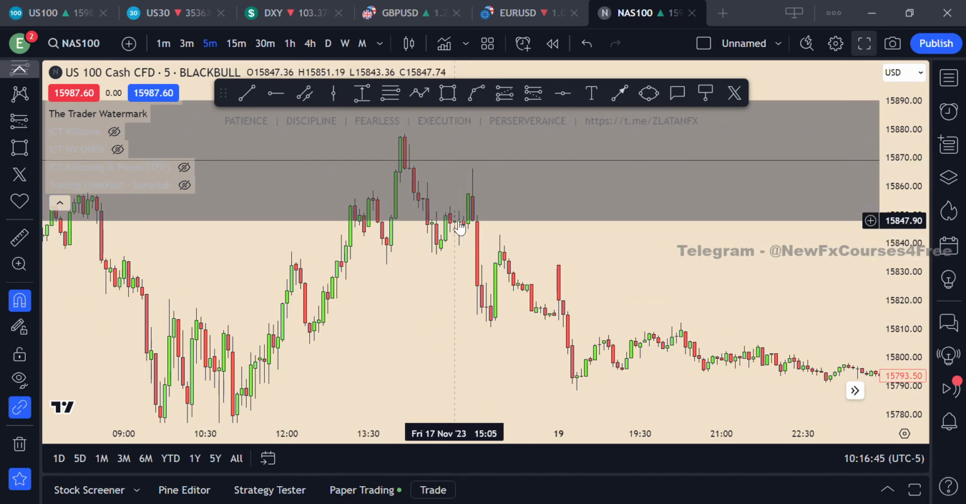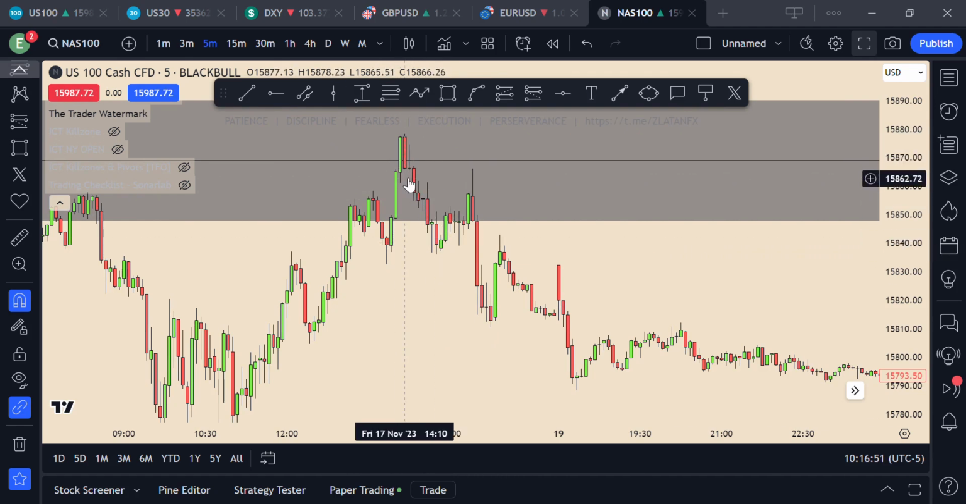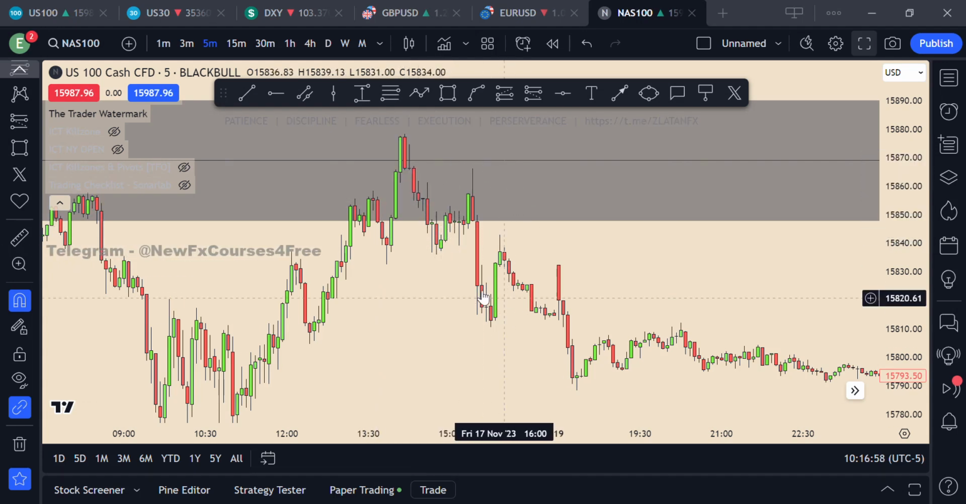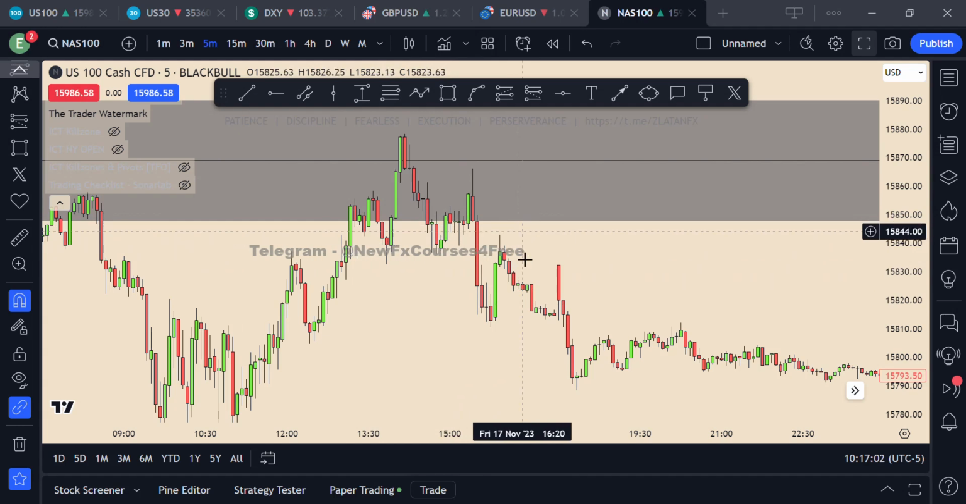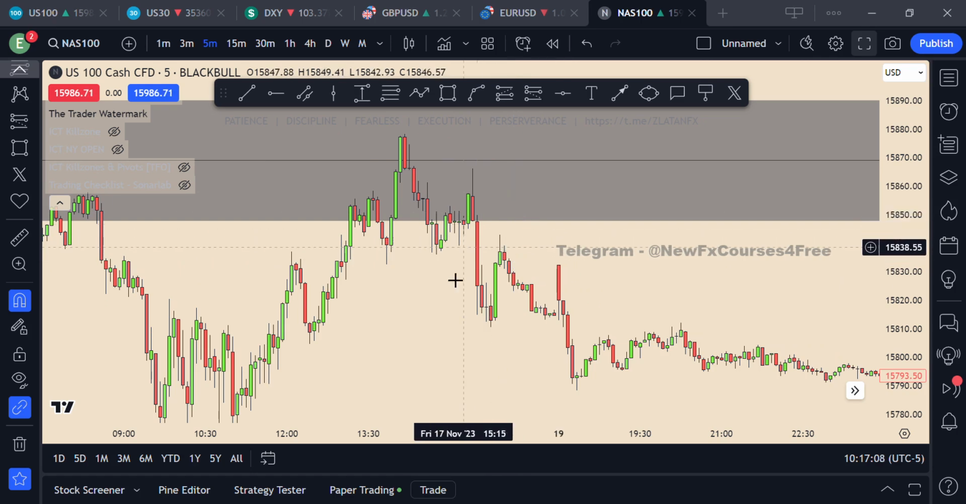So this method, you're literally waiting for a move inside your PDRA. We hit this. You want to see a rejection to an opposing direction inside your PDRA, and you want to enter off a fair value gap or off an order block. It's that easy.